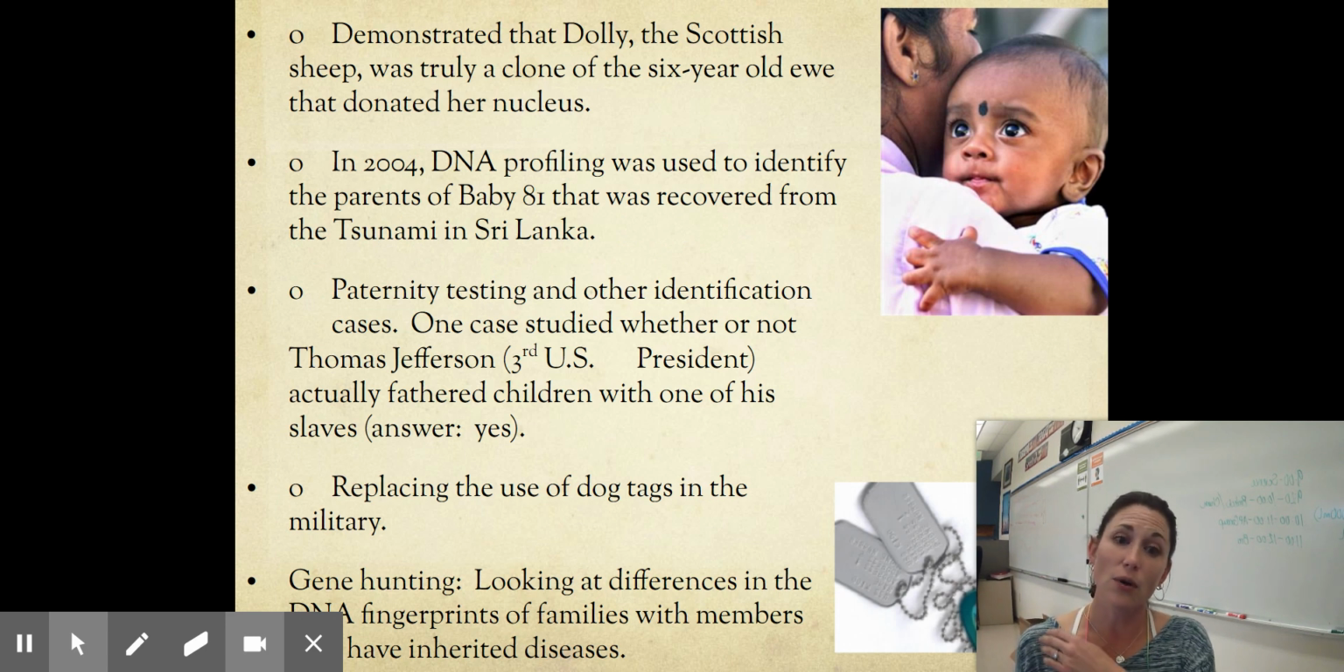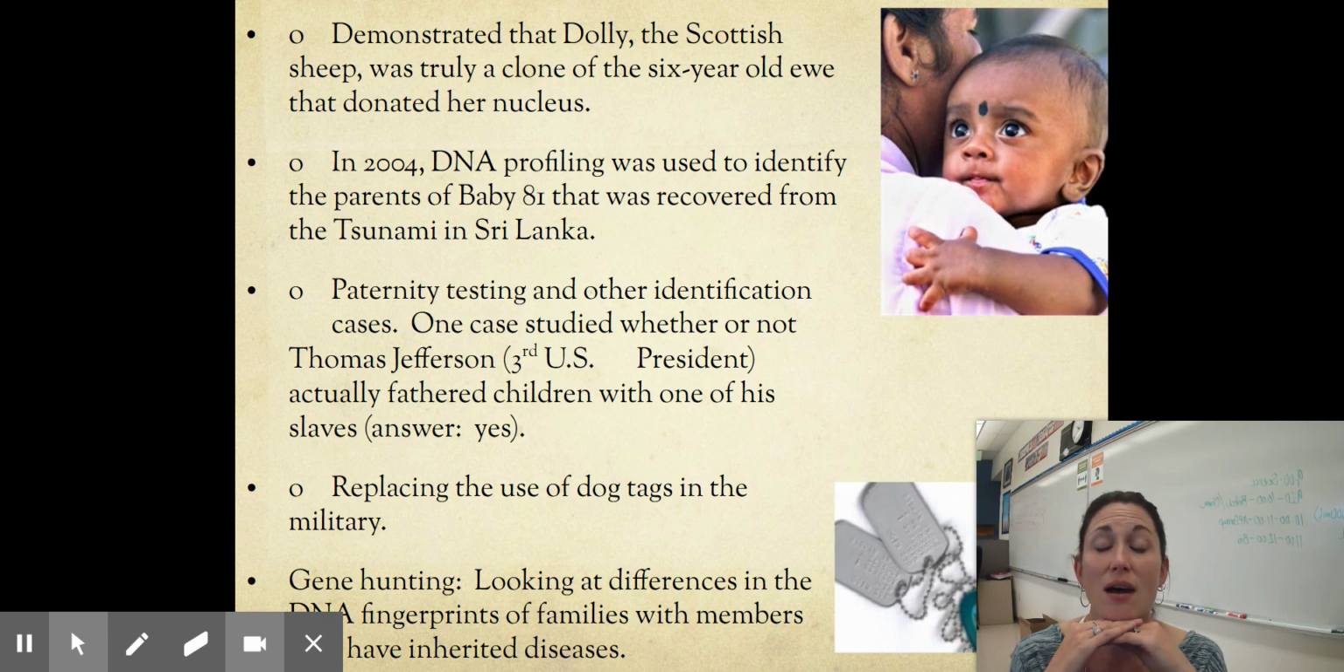There are lots of other reasons that we've used DNA profiling in the past. One of the most famous cases was comparing Dolly, remember the clone sheep? We took DNA from Dolly, the clone, and compared it to the ewe that donated the nucleus. And we knew they were exact clones because their DNA was exactly the same when run on a gel.